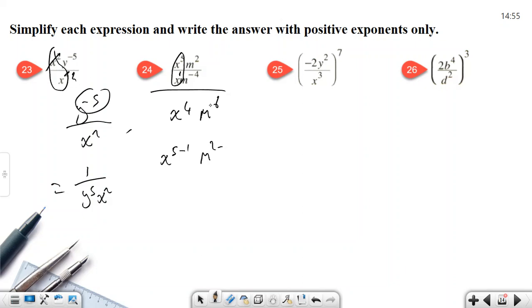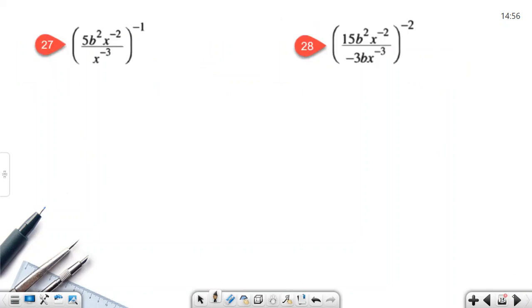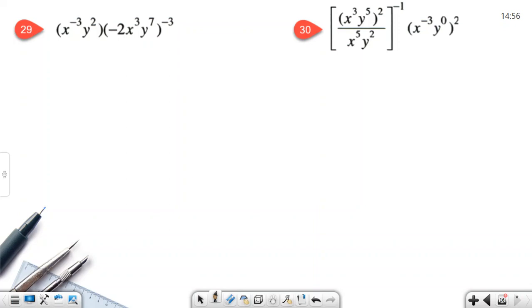Then m to the power of 2 minus 4. Minus and minus become plus. And this is equal to x to the power of 4, m to the power of 2 plus 4, 6, and we get the positive exponent. You can solve the others. I think that's enough examples. Let me solve the last two.